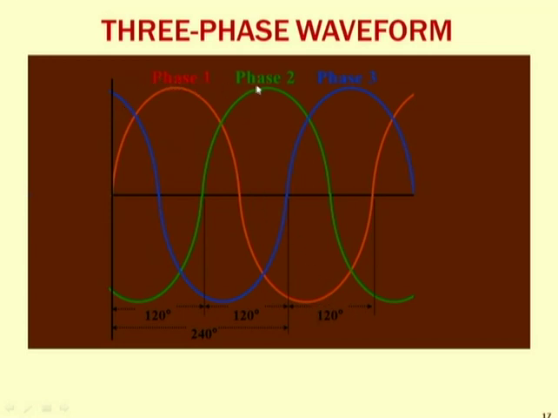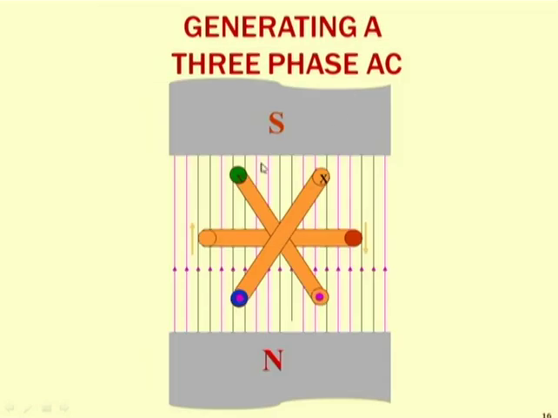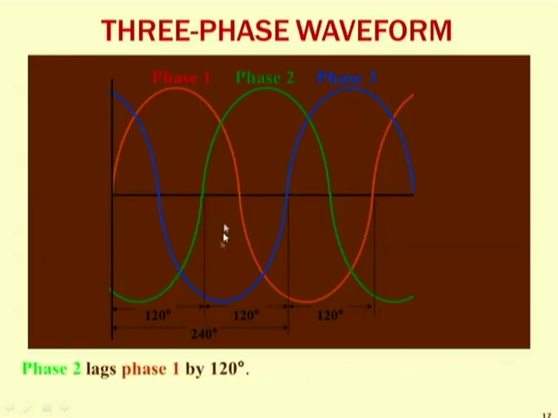This is your phase 1, phase 2 and phase 3. Both systems are the same. In the previous system, the rotor was rotating and the conductors were stationary. In this system, the conductors are rotating and the magnet is stationary. Both are the same system, because in both we get relative motion. So with this kind of circuit, we get the output voltage like this.